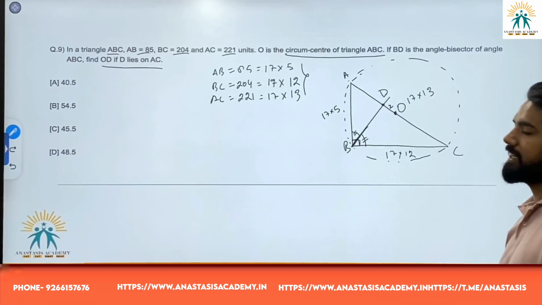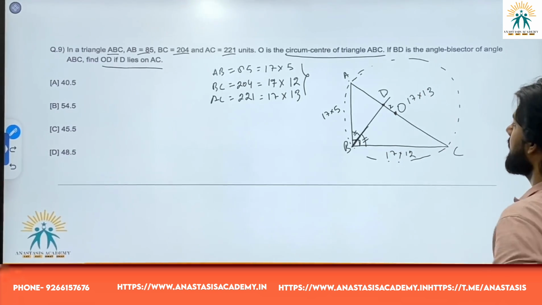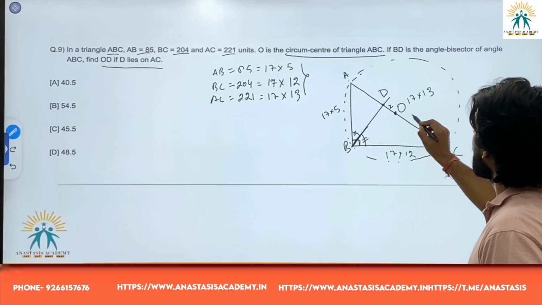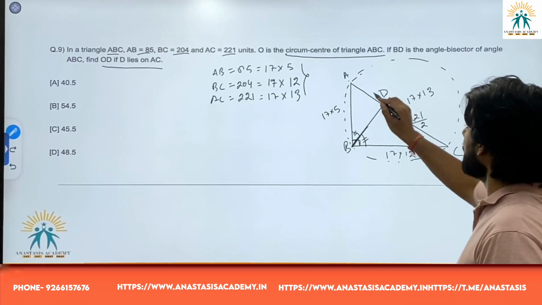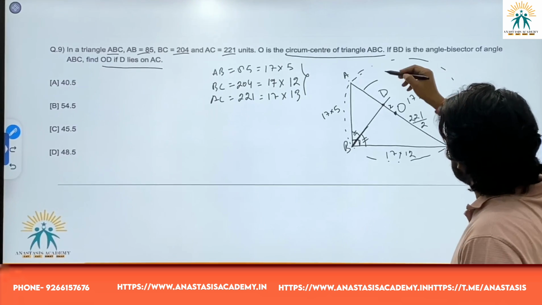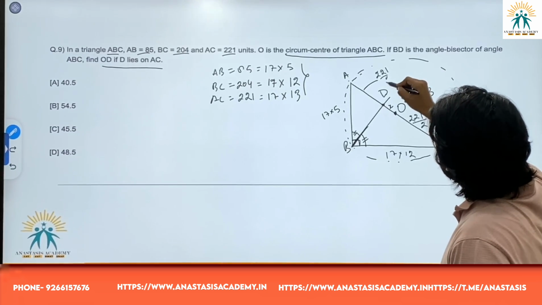Let's just assume this length is X. This is half of 13 into 17, so this length OC is 221 by 2. And this length AC is 221 by 2 minus X.